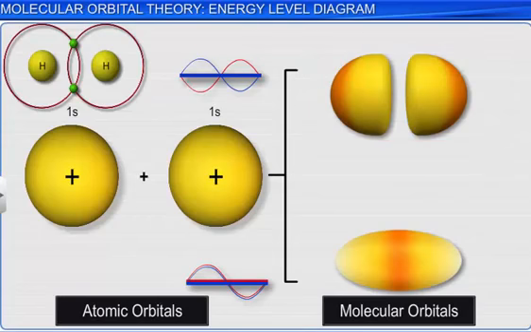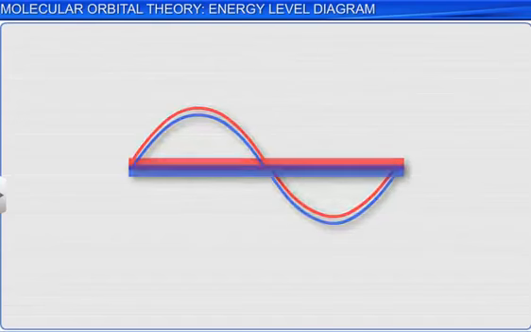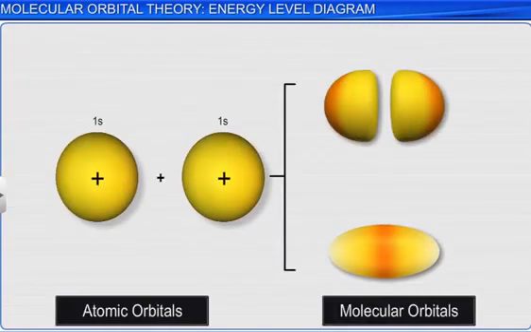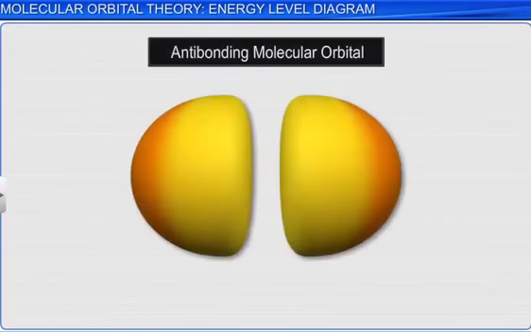The molecular orbital formed due to constructive interference is called a bonding molecular orbital, as the electrons belonging to it are placed between the two nuclei. This stabilizes the molecule. The molecular orbital formed due to destructive interference is called an anti-bonding or sigma star molecular orbital, as the electrons belonging to it are placed away from the region between the two nuclei. This increases their energy, thus making the molecule less stable.